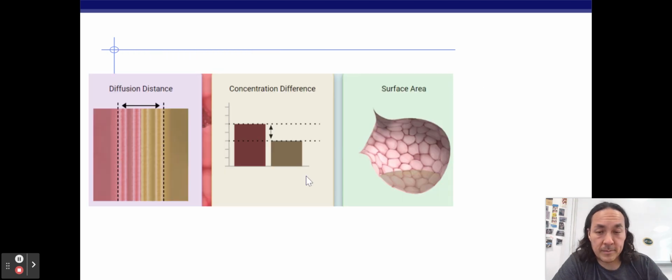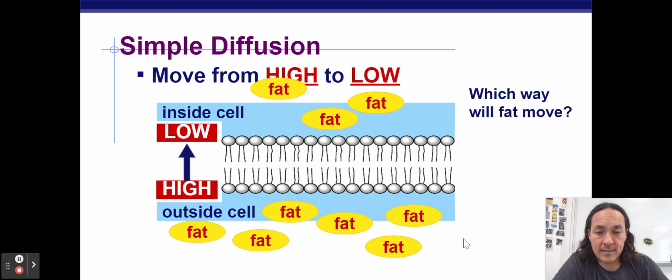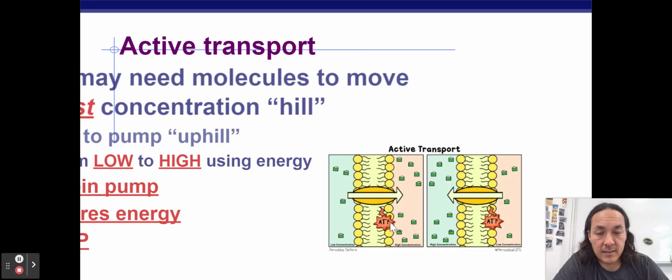Oh, this is from the gizmo. If you got to do the gizmo, it's really cool about the train wreck. So which way will the fats move? Here, they're going to move from high to low, from outside the cell to inside. Sugars are going to do the same thing, high to low. You might be able to see how we can keep a gradient, right? Because we keep using up the sugars inside the cell.